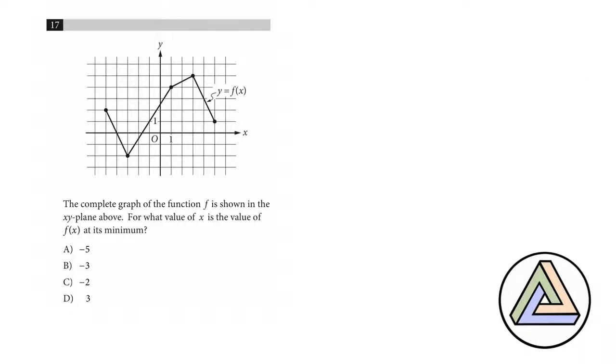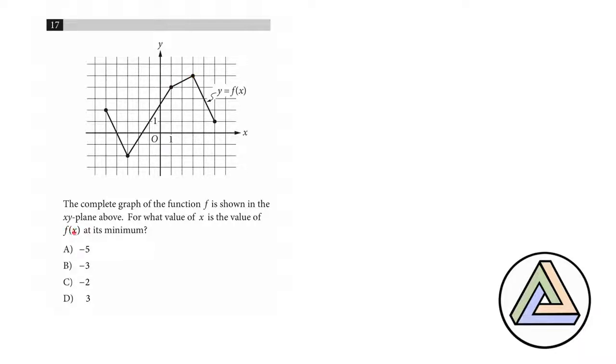Moving on. The complete graph of the function f is shown in the xy plane above. For what value of x is the value of f of x at its minimum? So it's helpful sometimes to think of f of x as meaning the y value of any given point, or the y-coordinate, or the height of the graph. You could think of f of x as the height of the graph, depending on what x value you're analyzing. For example, the height of the graph here, when x is 3, is all the way up here. What's that? 1, 2, 3, 4, 5, right? So when x is 3, f of x is equal to 5, right?